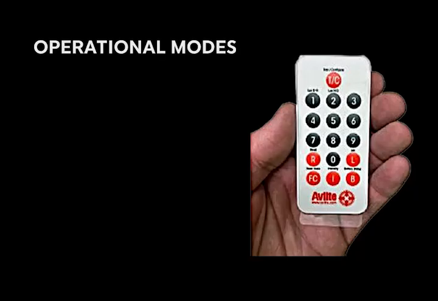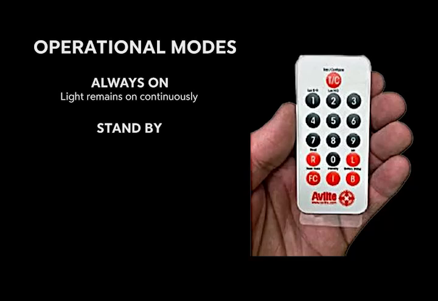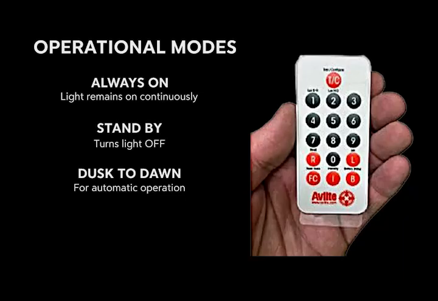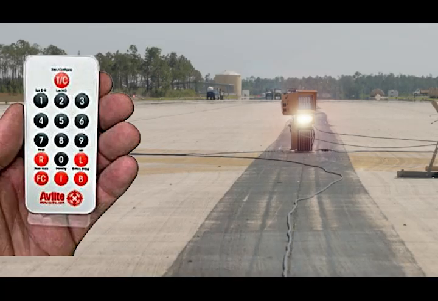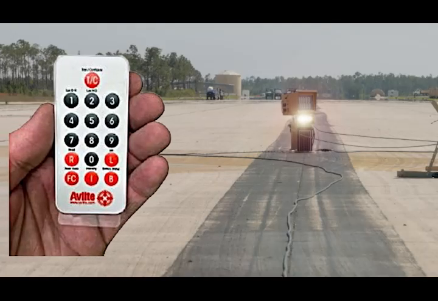Once initiated, you can select the light's operational mode. Choose from Always On, where the light remains on continuously, Standby, which turns the light off, or Dusk to Dawn for automatic operation using the daylight sensor. You can also select the light's intensity and check the battery status, with the light flashing to confirm its voltage.